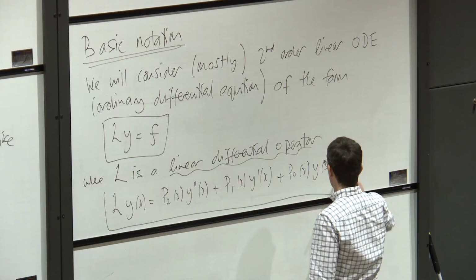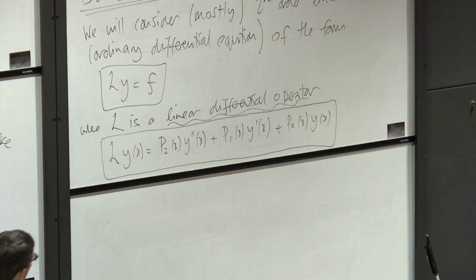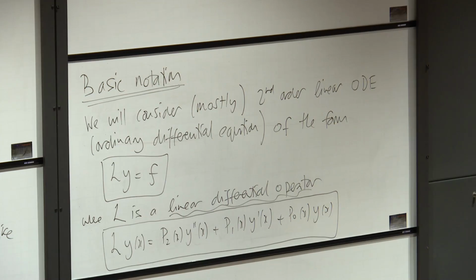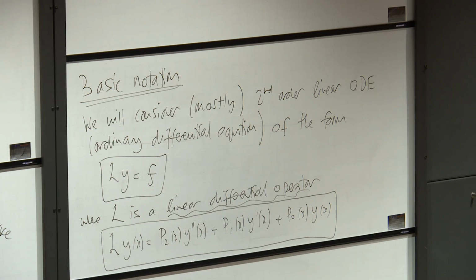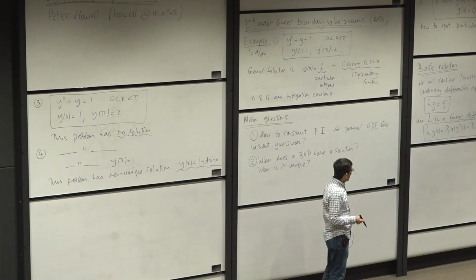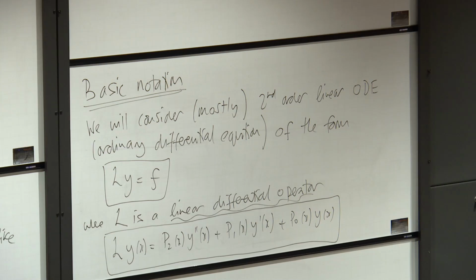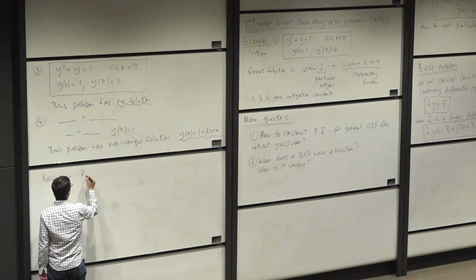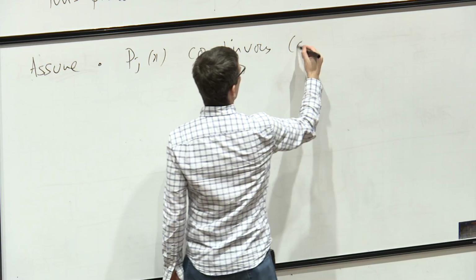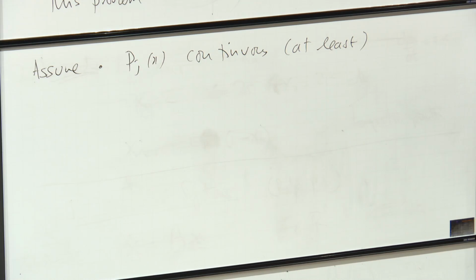Okay, so this is a sort of the most general second order linear differential operator that we could have. So it's some linear combination of the second, first derivatives of y and y itself. And these p2, p1, p0 are kind of any old functions we like. I guess I'm going to assume they're continuous at least. And in practice, in all the examples we'll do, they will almost always be analytic, in fact.